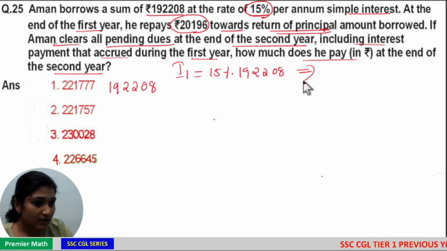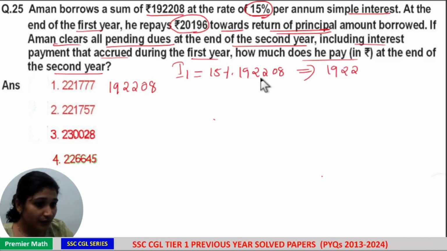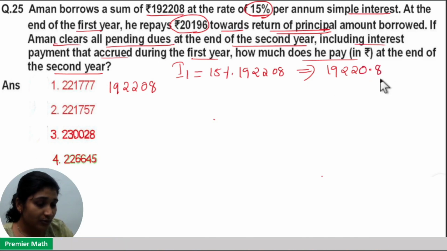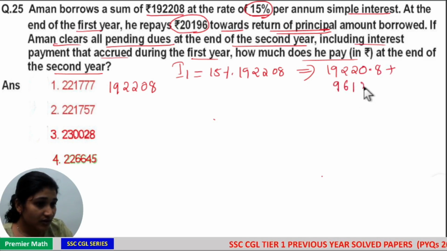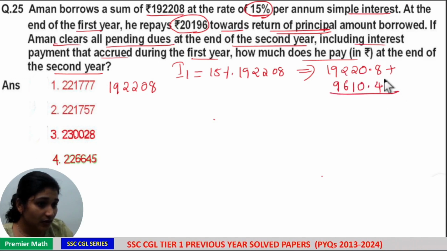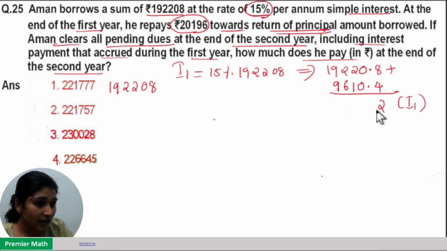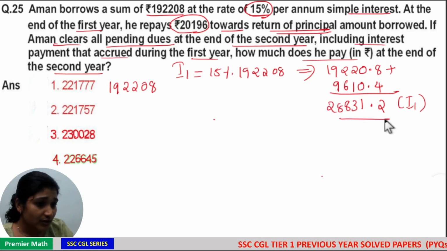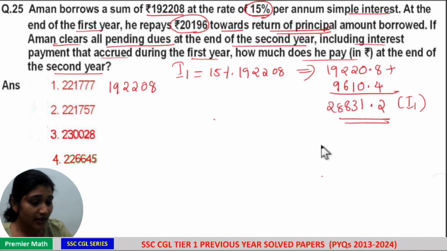Now, interest for the first year is equal to 15% of the principal. 10% of principal is equal to 19,220.8 rupees. And 5% is half of 10%, so take the half of it. Now, if you add, that is the 15% of principal, that is interest for first year, which is 28,831.2. So, this is the interest amount at the end of first year.